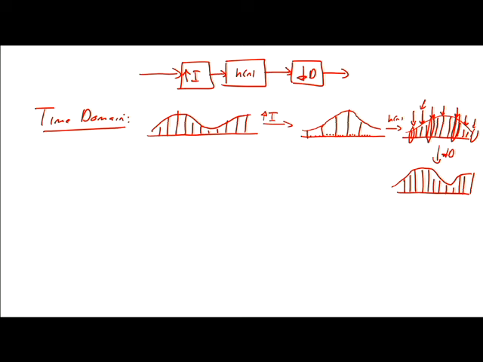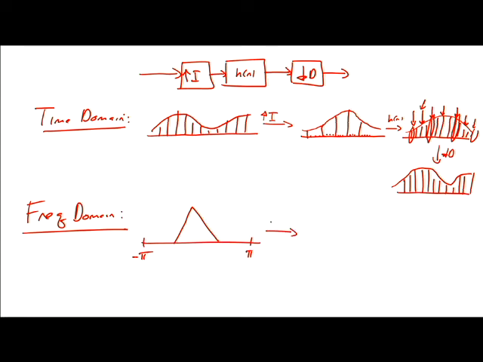In the frequency domain, what we have is something that looks like this. We might have the original spectrum look like this, from minus pi to pi. We then do the upsampling. What happens in upsampling? It spreads out by a factor of I. And we have replicas.